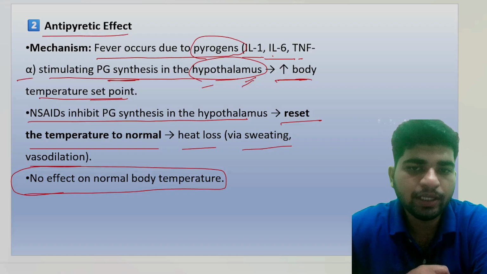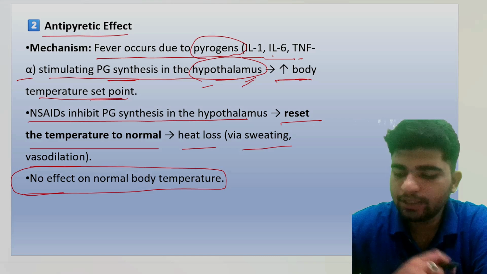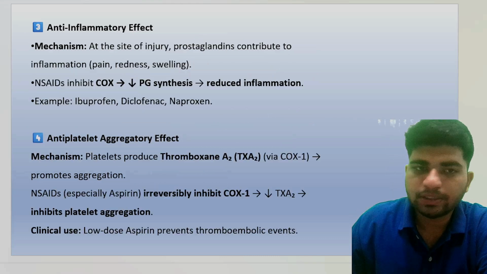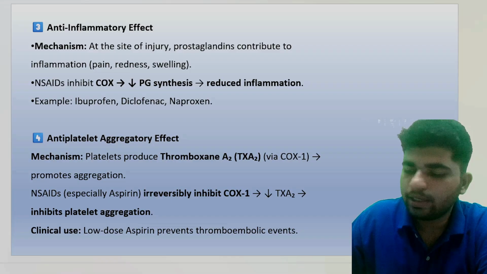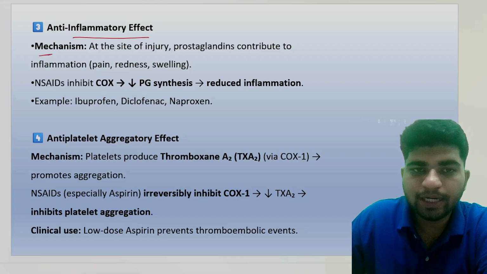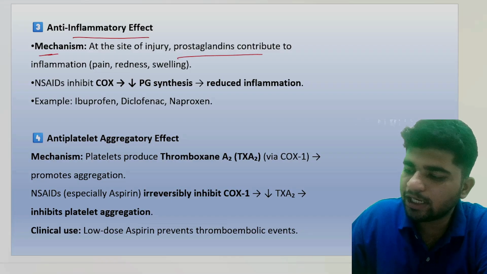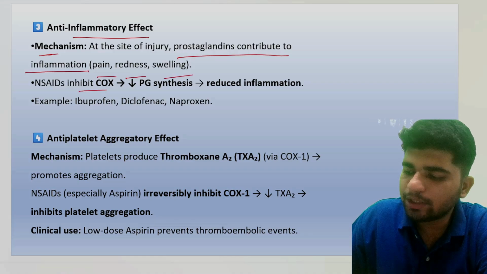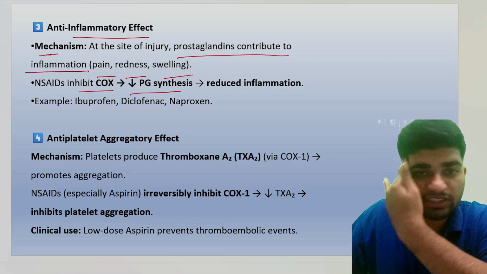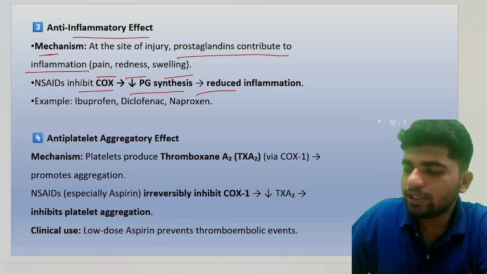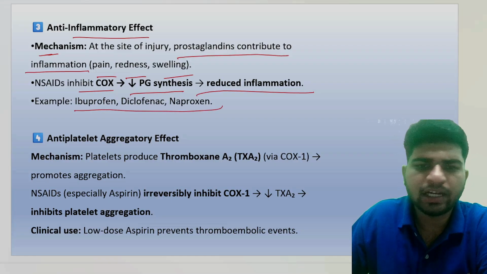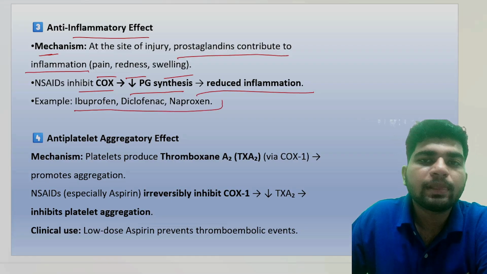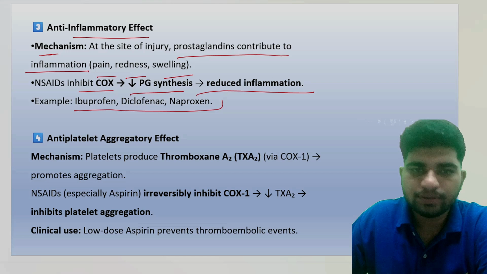That is a normal body temperature. All right. So next part, that is anti-inflammatory effect. What is the mechanism behind it? At the site of injury, prostaglandins contribute to inflammation, that is pain, redness, and swelling. NSAIDs do what? NSAIDs inhibit COX enzyme, decreasing PG synthesis, as well as reducing the inflammation. Examples are ibuprofen, diclofenac, naproxen, and all the non-steroidal anti-inflammatory drugs.